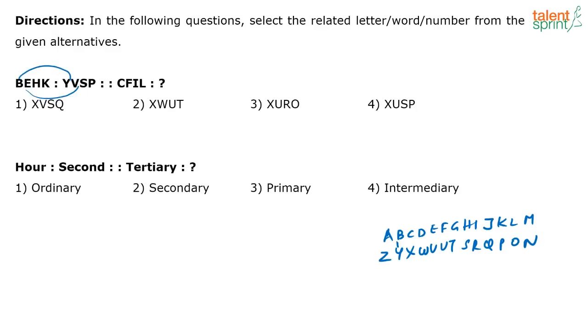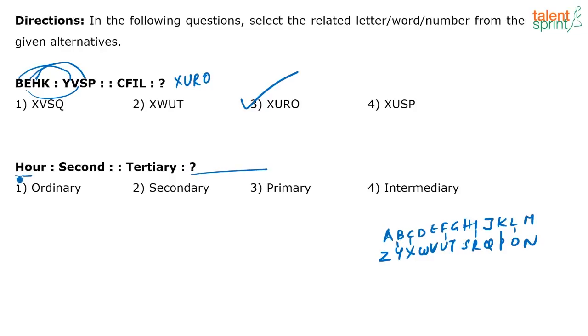Similarly, which is opposite to E? Opposite to E is V. That's what they have again coded here. Similarly, opposite to H is S, and opposite to K is P. So similarly, what will be the code for CFIL? C will be coded as X, F will be coded as U, I will be coded as R, and L will be coded as O. So XURO is going to be your exact code.